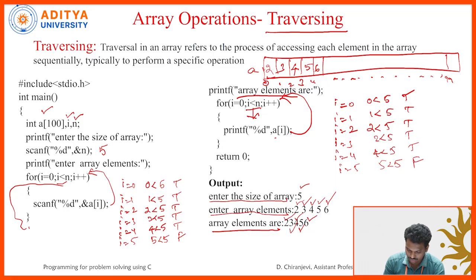Now when this condition is false, control will come outside the loop. Outside the loop return 0 is there. Return 0 means this program execution is over, so it will terminate. Main function will terminate. So by the time you have displayed all the elements, so simply you have traversed all the elements. Traverse means display all the elements at least once.